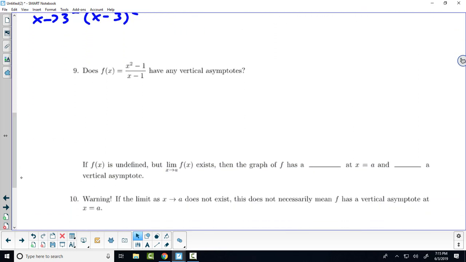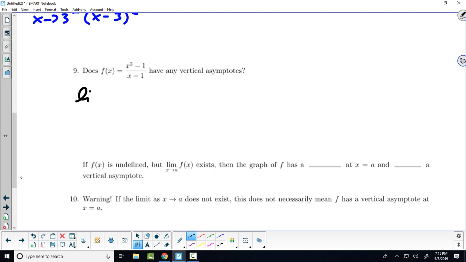Okay, I'm getting the hang of this. Wherever the function's undefined, I've got a vertical asymptote. Is that always true? No, because of the inflection in his voice, it can't be. Right? That's correct. Okay, let's look at this one. Does this have any vertical asymptotes? I don't know. What should we do?